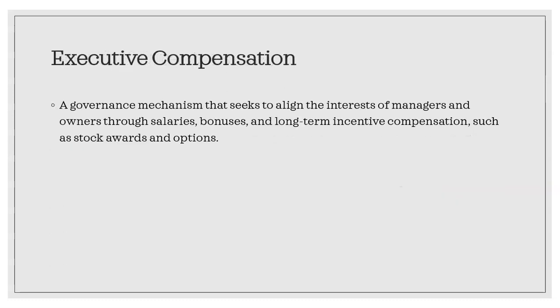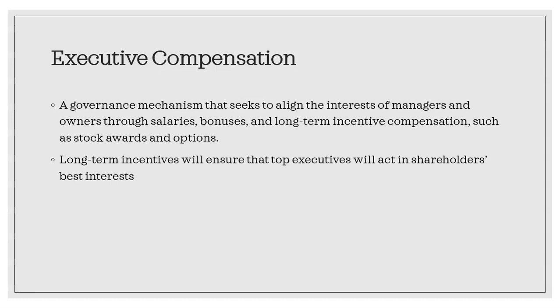The last internal mechanism is executive compensation. And this is a governance mechanism that seeks to align the interests of managers and owners through salaries, bonuses, and long-term incentive compensation, such as stock awards and options. And this is the incentive that I was talking about with the agency relationship coming at a cost. Long-term incentives will ensure that top executives will act in shareholders' best interest.